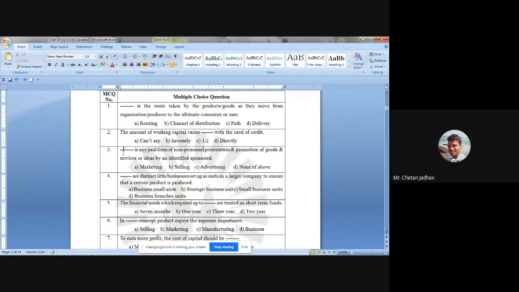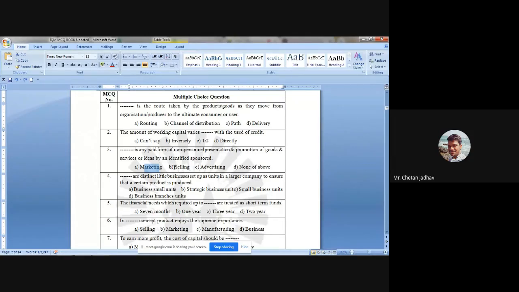The next blank is any paid form of non-personal presentation and promotion of goods, services or ideas by an identified sponsor. Okay, so it is called: first, marketing; selling; advertising; or none of these. So the first option, marketing. Marketing is nothing but we are just making products, as advertising is in marketing only.